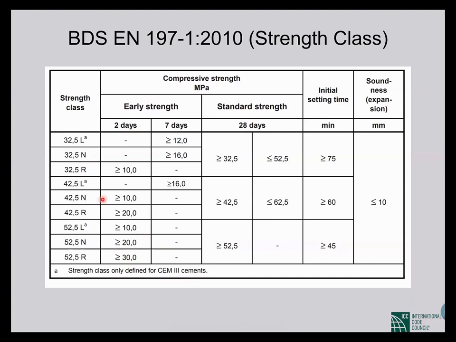So the usual varieties we have are 42.5N and 52.5N. For 42.5N, the limit is that 2 day strength must be greater than 10 megapascal, and here 20 megapascal. But there is no limit for 7 day. There is a limit for 28 day strength. For the 42.5 strength class, there is an upper limit and a lower limit. The lower limit is that it must be greater than 42.5 megapascal, and the upper limit is that it must be less than 62.5 megapascal. In case of the 52.5 megapascal class, there is a lower limit, but there is no upper limit.